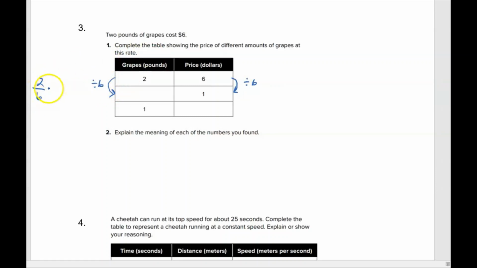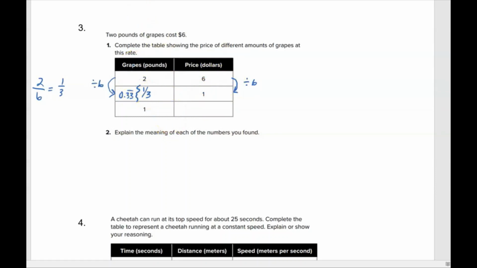2 divided by 6 would be the same as 1 over 3. Just simplifying that. So a third. If you wanted to, you could have put that decimal, which is 0.33 repeating. Same thing as 1/3. And that tells me for every $1 that I have, I could get a 1/3 pound of grapes.